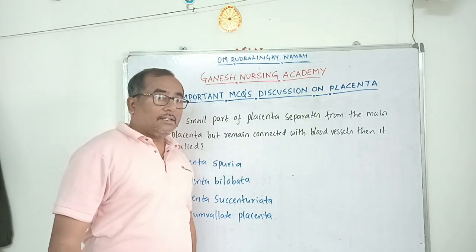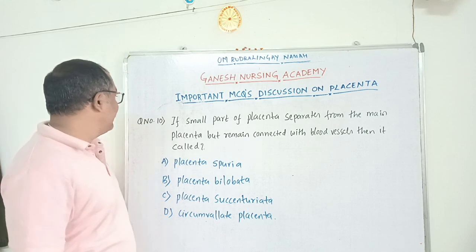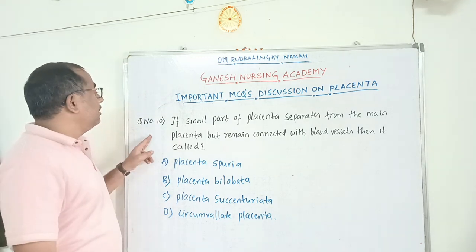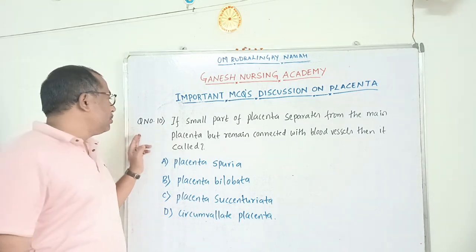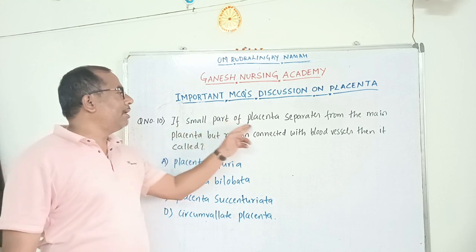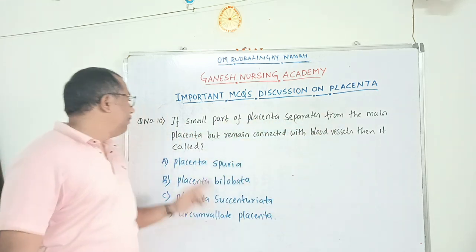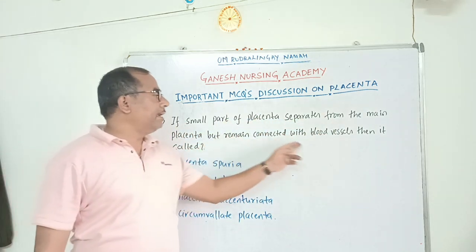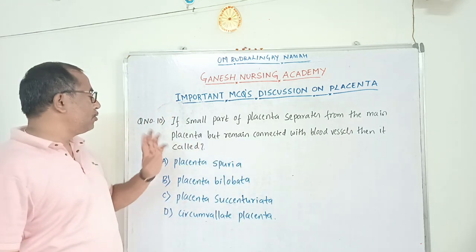Okay, dear students, let's see some of the questions on abnormal placenta as well. Question number 10: if a small part of placenta separates from the main placenta but remains connected with the blood vessels, then it is called.